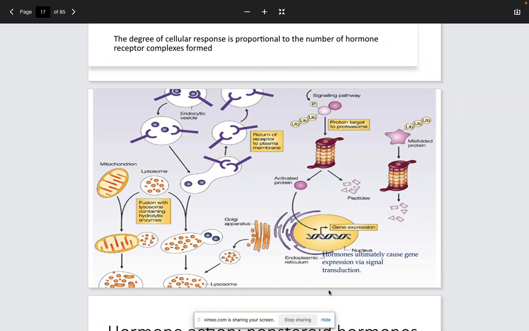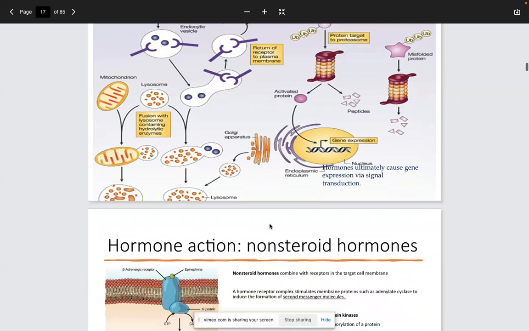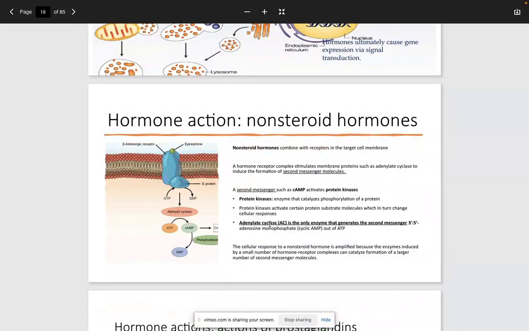Here's an example. Again, this is how non-steroid hormones, aka water soluble, work. Non-steroid hormones are water-soluble hormones. Non-steroid hormones combine with the receptor in the target cell membrane. This is an example: epinephrine binding to the beta-adrenergic receptor.